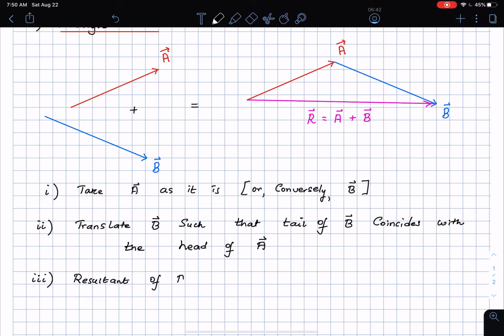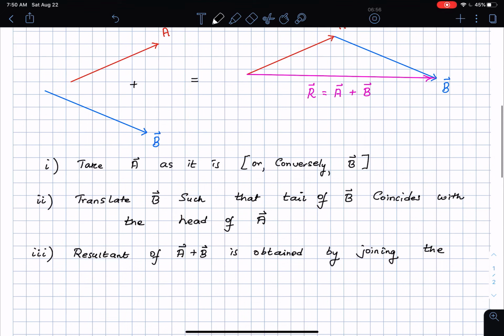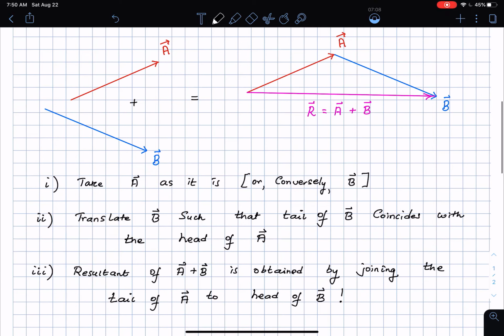The resultant of A and B is obtained by joining the tail of A to the head of B. Very simple and very powerful law. Okay, so this is the first law.